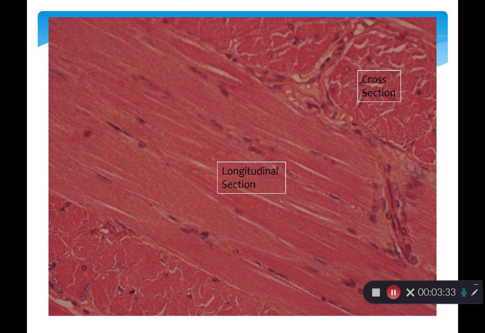This is what the slide is going to look like. You're going to see a longitudinal section like this right here. That's what you want to focus on, not the cross sections. So these are the skeletal muscle cells. You can see lots of nuclei, the dark purple spots. And if you look really closely, you'll see stripes. Those are the striations in a skeletal muscle cell.